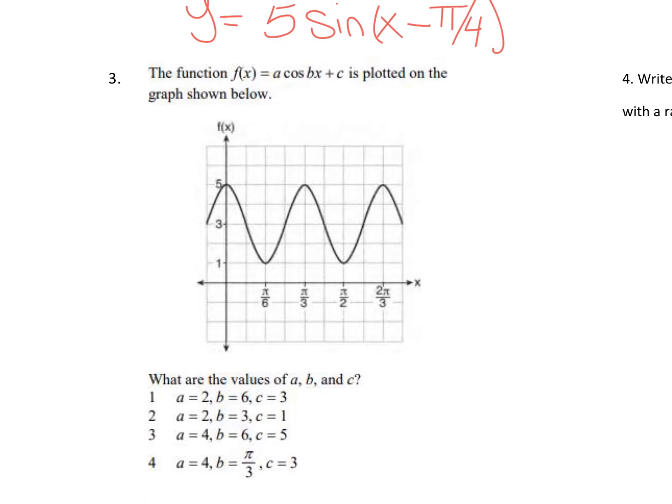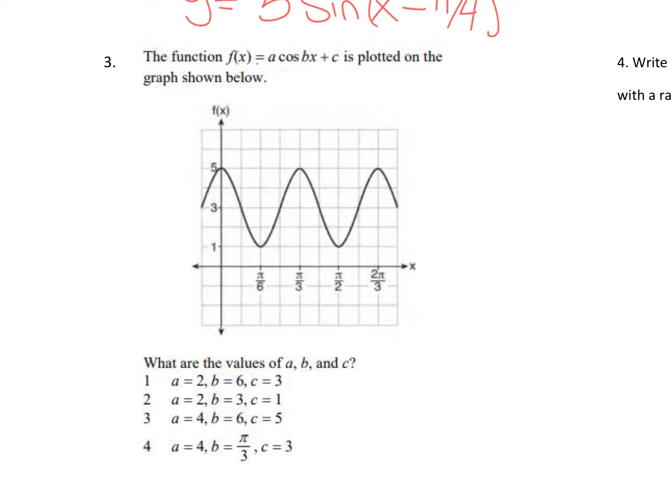Next question asks you to find the values of A, B, and C. So basically they want you to find the amplitude, which is this guy, the frequency, which is this guy, and because it's added to the end, that's the midline. So I'm going to first find my midline because that's easiest, and I can see that it's at 3 because it's up 2 and down 2. Now that kind of gives you the answer. C is equal to 3, and because this is 2 up and down from the midline, A is equal to 2. So the only choice that has A equal to 2 and C equal to 3 is choice 1.